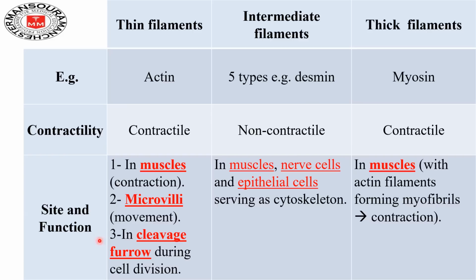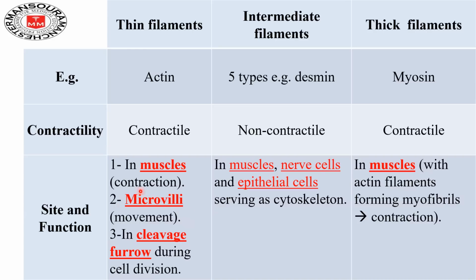Regarding the site and function, we mentioned that for thin and thick, the first site in the body is the muscle, because they are contractile and enable the muscle to contract and relax. So the first site for thin filament is muscle for contraction, and also the first and the most important site for the thick filament is the muscle, because together with actin, they are responsible for muscle contraction.